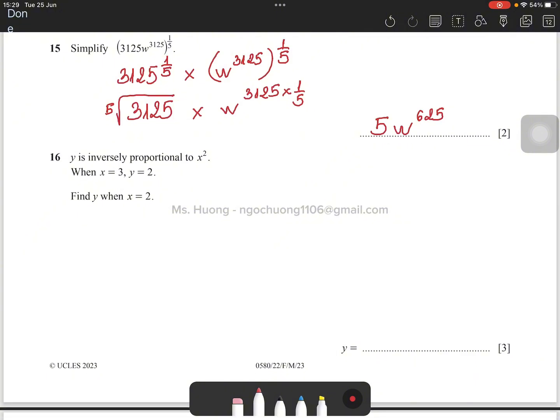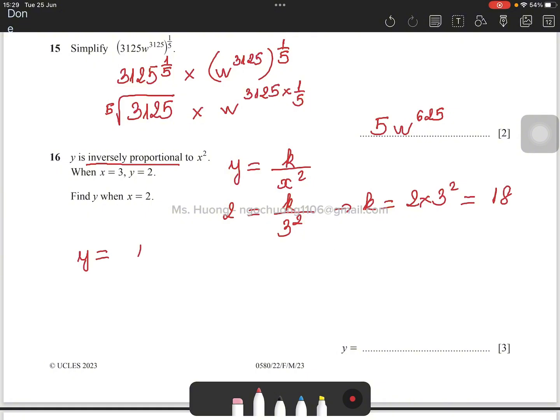Question 16. Y is inversely proportional to x squared, which means y is equal to k over x squared. When x is 3, y is 2. So I'll substitute y equals 2, x equals 3. So k is 2 multiplied by 3 squared, equals 18. And now we'll rewrite the expression: y equals 18 over x squared.